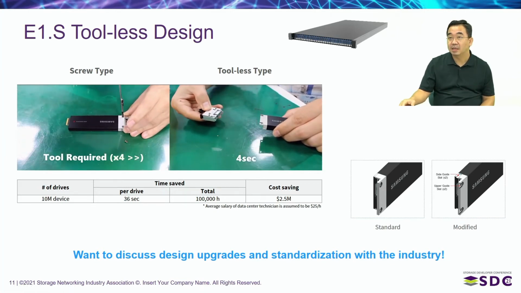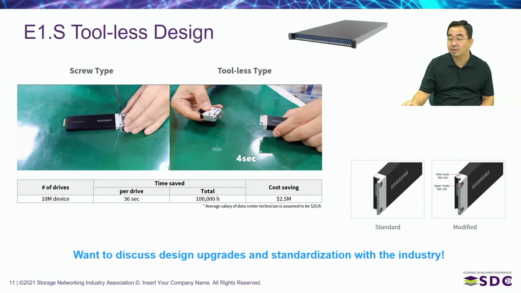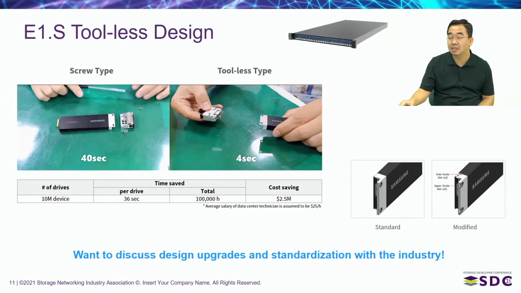As you can see, the toolless type is 10 times faster than the current screw type. It only takes 4 seconds to assemble and disassemble the extension kit from the SSD. If a data center has millions of drives, you can save 100,000 hours. It is the same with the system vendors.